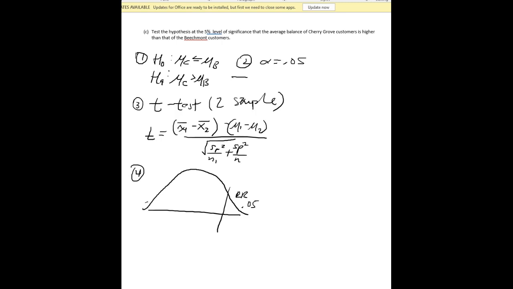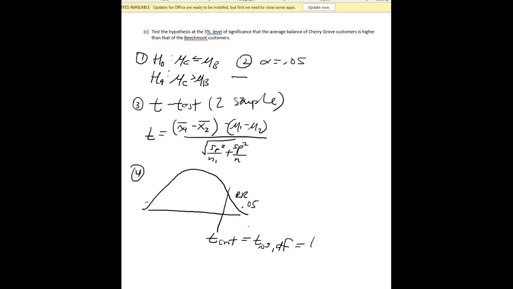What kind of a test statistic do we have? We have a t test statistic, or a t critical value, I should say. So t crit is going to be equal to the t crit value of 0.05, comma, the degrees of freedom. Which our degrees of freedom are now what? 28 plus 22 minus 2. So it's our new degrees of freedom formula for the 2 samples.